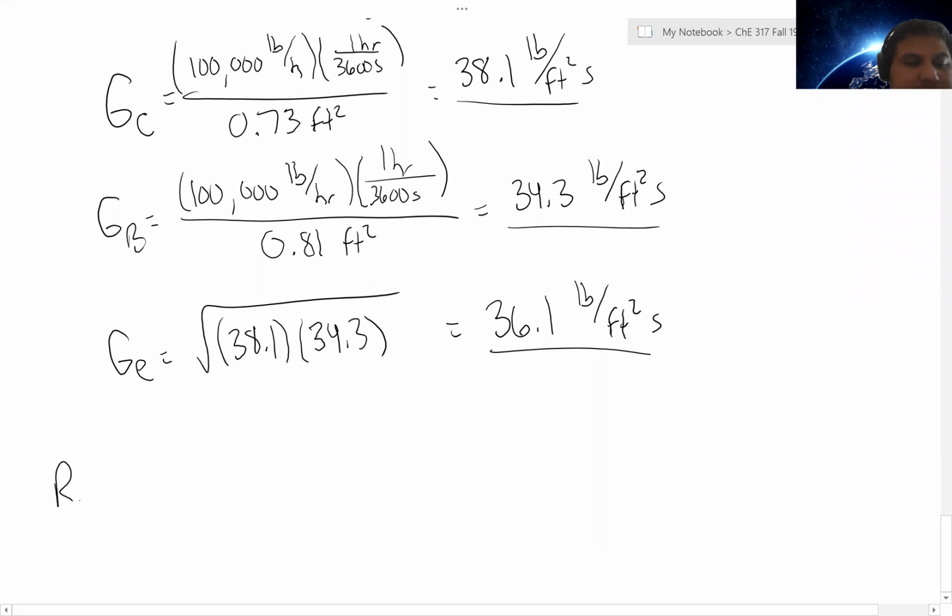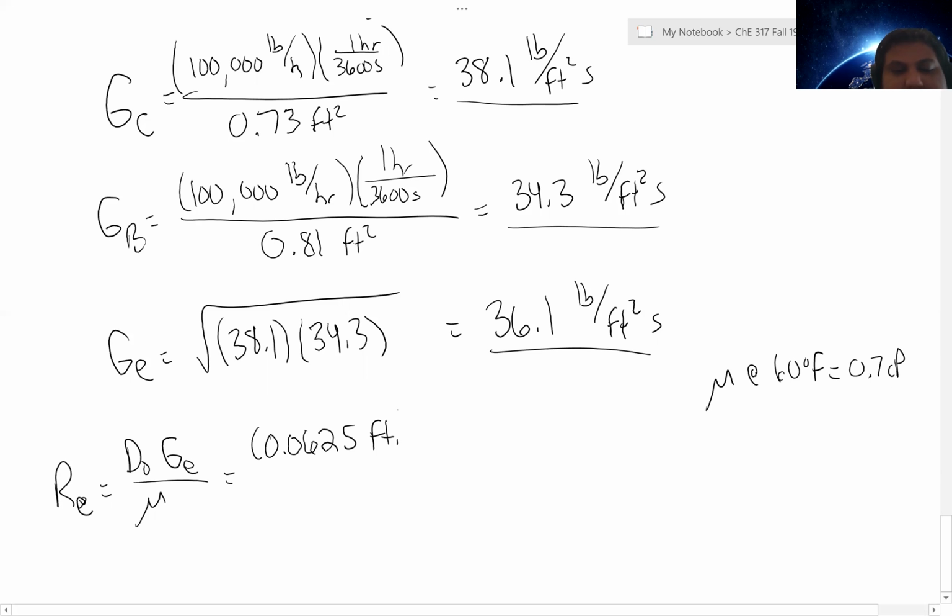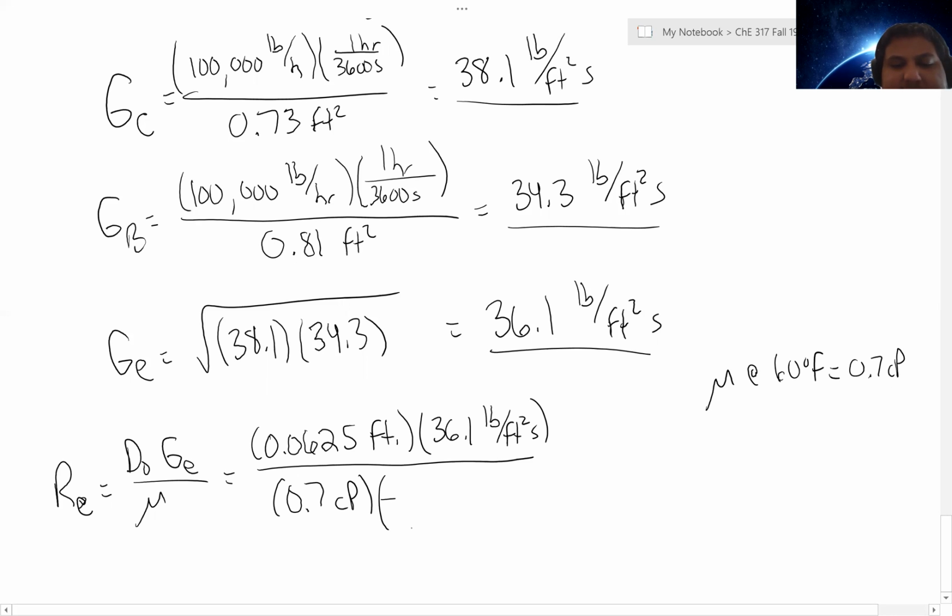So Reynolds number is equal to D_0, outside diameter, times this effective mass velocity over the viscosity. For this problem, the viscosity at 60 degrees is about 0.7 centipoise. Which means we have 0.0625 feet times G_E, which we just calculated as 36.1 pounds per foot squared second, divided by 0.7 centipoise, and 1 centipoise is 6.72 pounds per foot second.